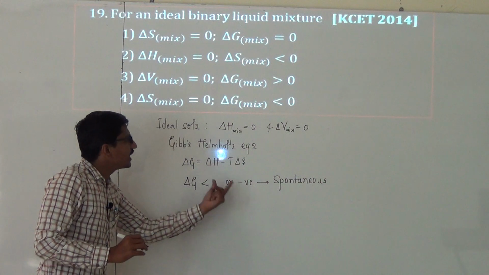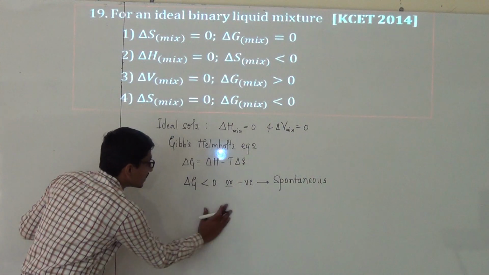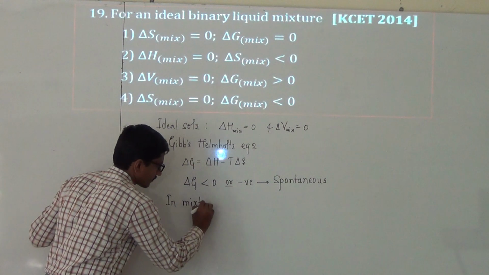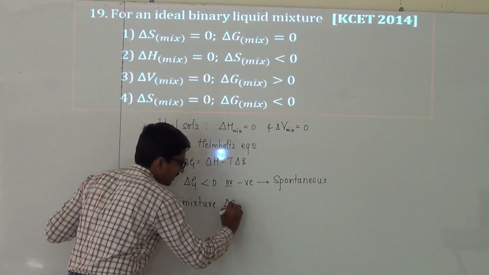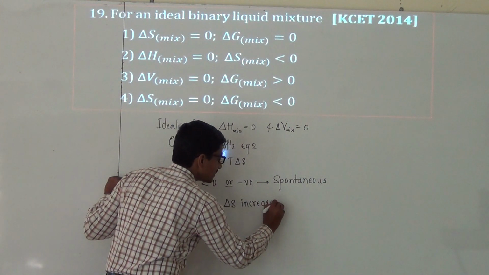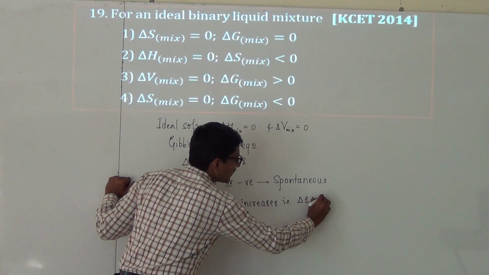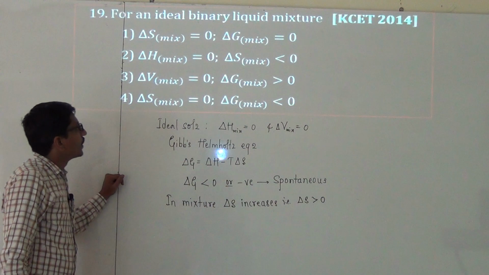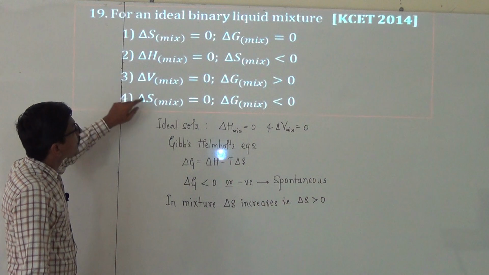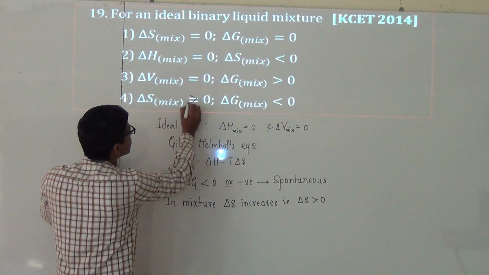This delta G is negative, which means delta H is 0 and delta S for a mixture increases. In a mixture, delta S, the entropy, increases, meaning delta S is greater than 0. In these options, the first one is wrong, the second one is also wrong, the third one is also wrong. In the fourth one, the option has some typographical mistake.